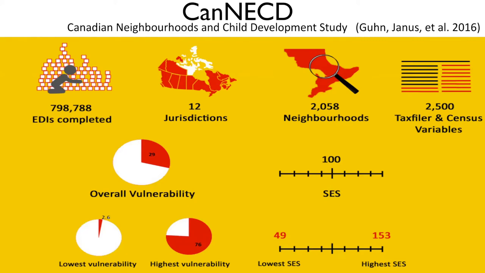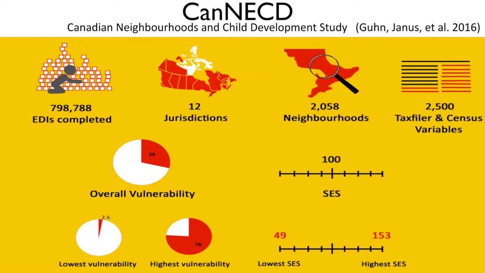So a few years back, Martin and I, in work that was led by Clyde, who unfortunately passed away in the first year of the project, set out to harmonize the EDI data from various jurisdictions, in order to come up with definitions of neighborhoods that would be comparable across provinces, and that would also allow us to add sociodemographic data available for populations, from tax filers and from the census. In our database, we have just about 800,000 valid EDIs.